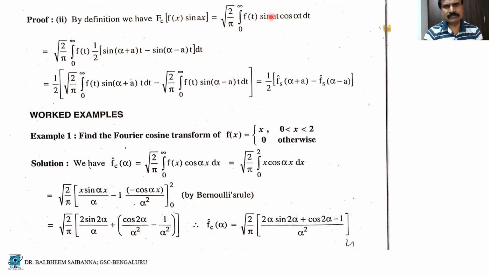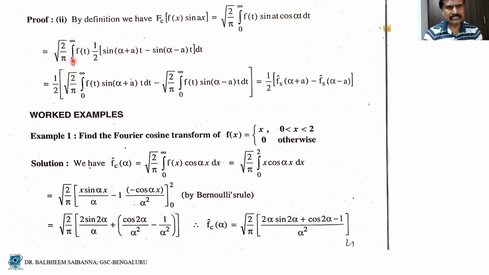Then use the sin A cos B formula. That gives 1 by 2 [sin(A plus B) plus sin(A minus B)]. Using that formula, you can simplify this. We write it in this form: 1 by 2 [sin(alpha plus a)t minus sin(alpha minus a)t] dt. Then 1 by 2 you write outside the integral.